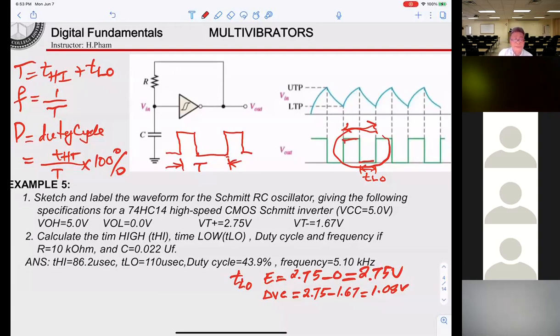So if you calculate the duty cycle, the answer will be 43.9%, and the frequency will be 5.1 kilohertz. It did not require too much calculation, just very, very basic, okay? Sometimes you don't have to memorize the formula, but if they give you the formula, you're able to do your calculation.